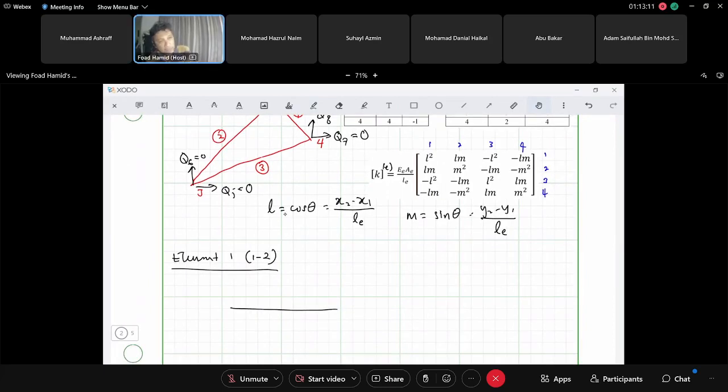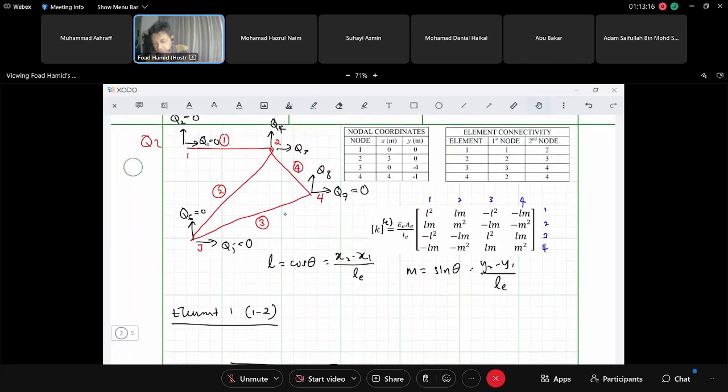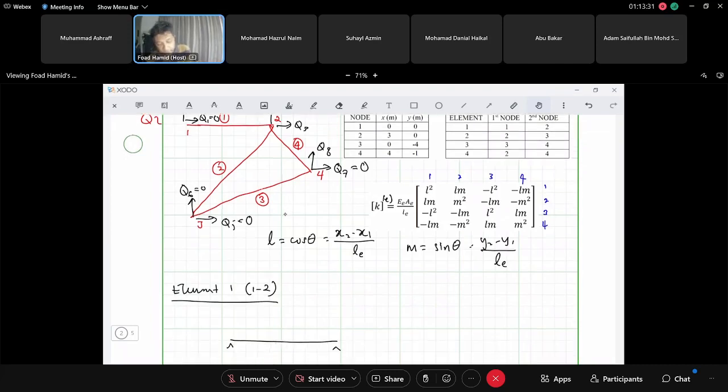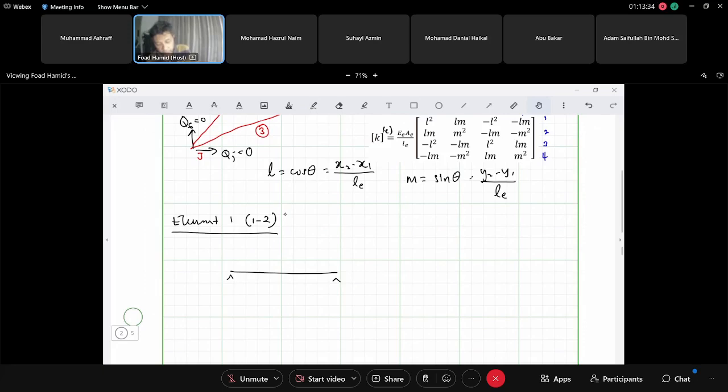So we have to look at the nodal connectivity table or element connectivity table, which is now 1 and 2. The first node of element 1 is global node 1. The second node of element 1 is node 2, which is this one. So according to that element connectivity table, this is our local node 1 and our local node 2 for element number 1. And do we have the coordinates for node 1 and node 2? Of course, we have 0, 0 and 3, 0.